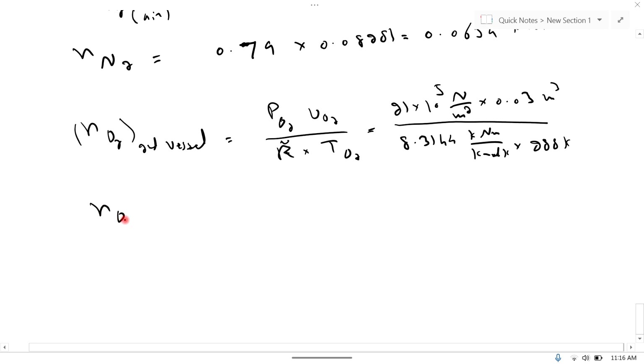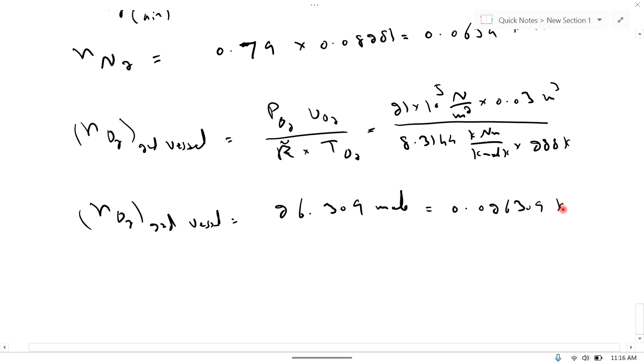So the number of moles of oxygen in the second vessel is basically, simplify this, which is 26.309 mole. Convert this into kilomole, which is equal to 0.026309 kilomole.